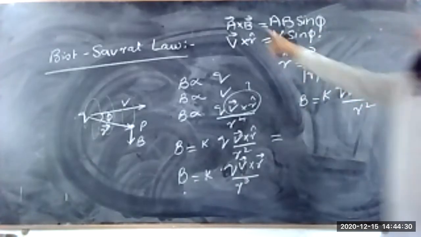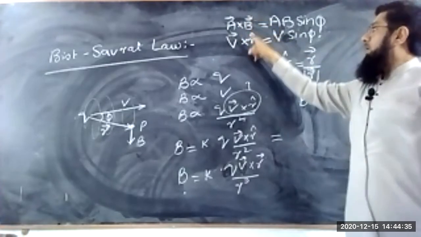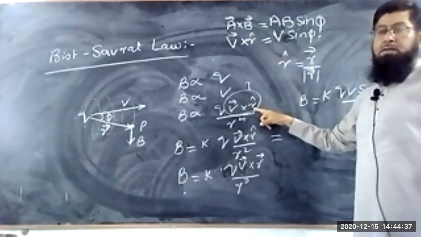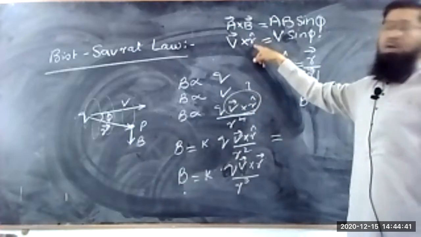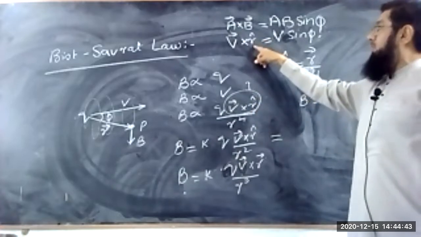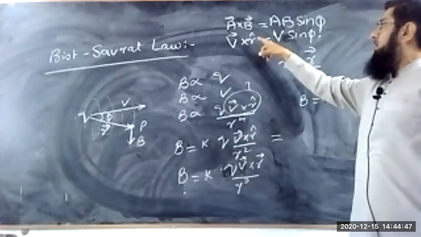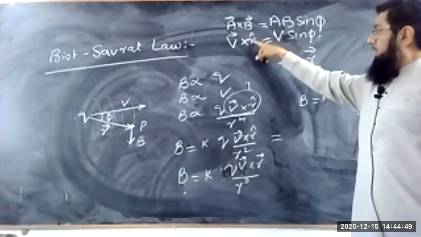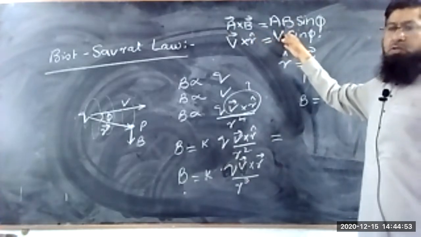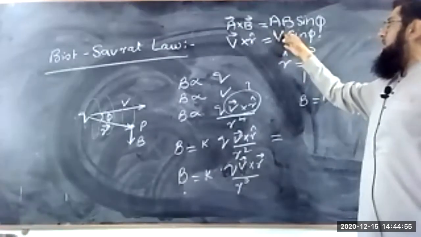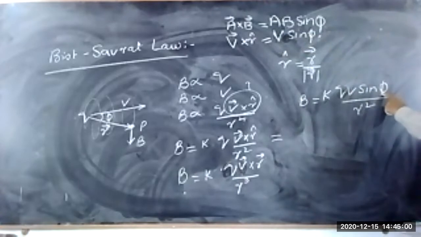Here v is a vector, instead of A we have vector v, and instead of B we have the position vector. The unit position vector is a vector whose magnitude is 1, which only identifies the position where you want to calculate the magnetic field. So if you multiply with 1 there is no change in the equation, and you don't need to show it here. So v sine of angle phi.